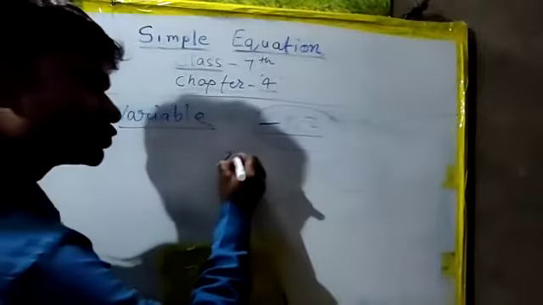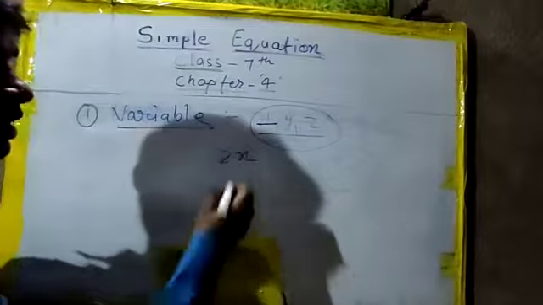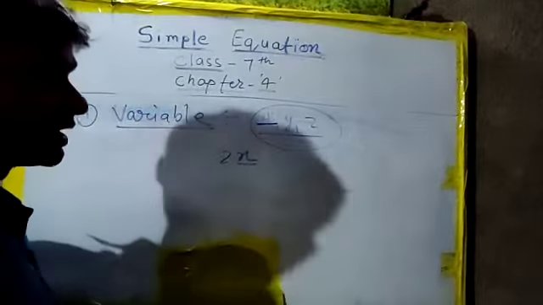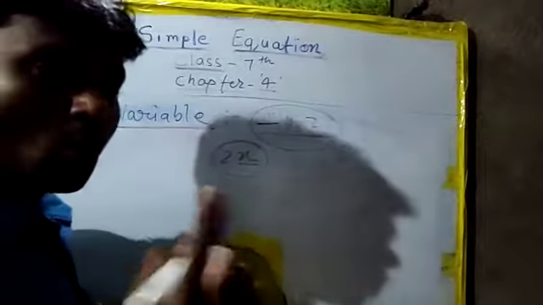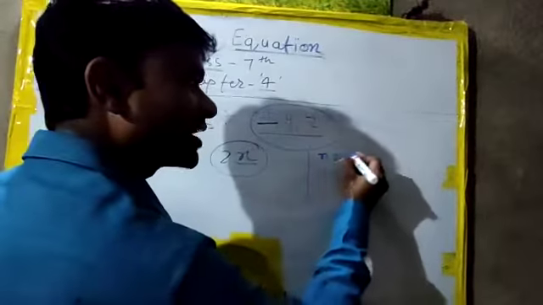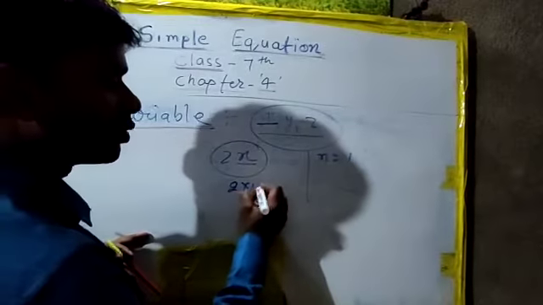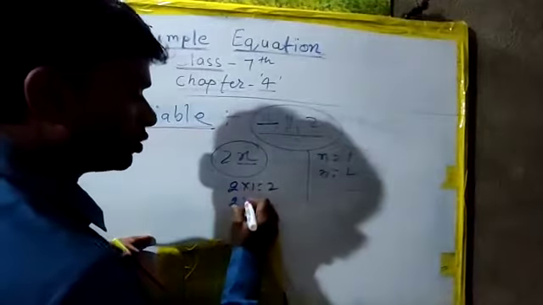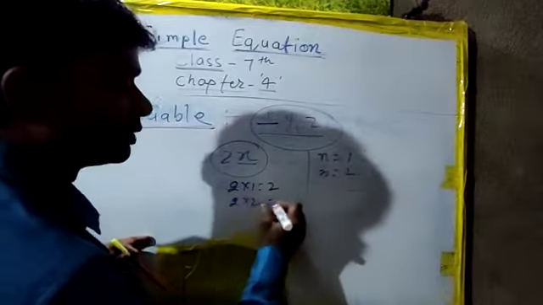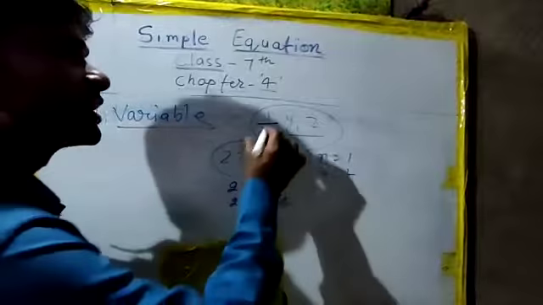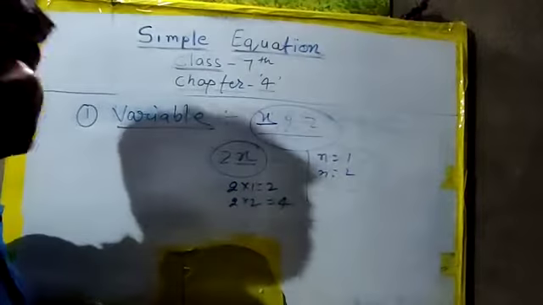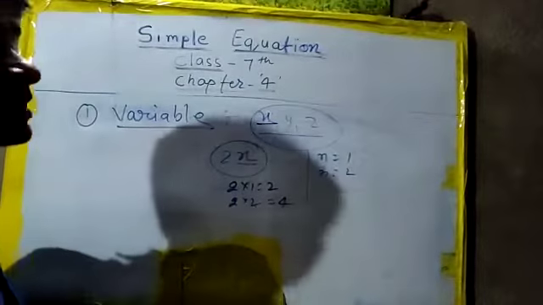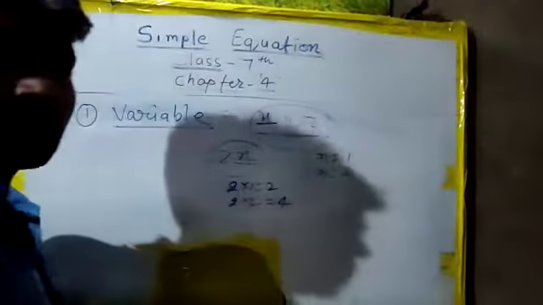Suppose I write here 2x. Then it depends on x, whatever the equation is. If the value of x is 1, then we can put 2 into 1. If the value of x is 2, then in place of x we can write 2, and it will be 4. So it changes. A variable is that whose value is not finite, or not definite. That's called the variable which we are going to represent.